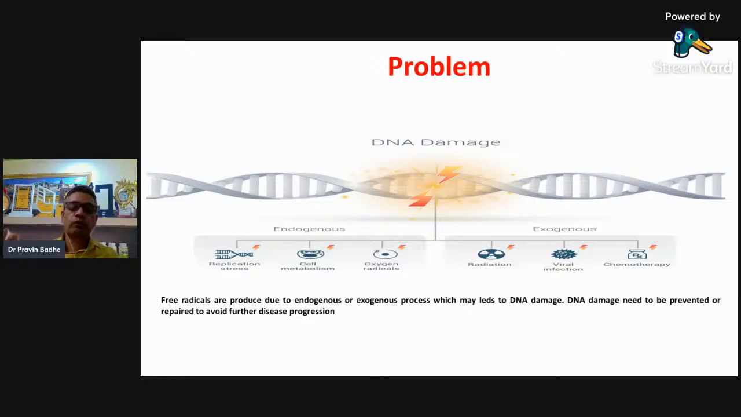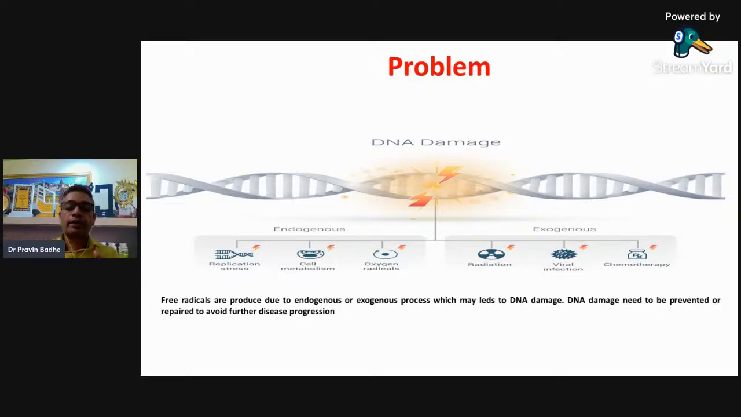So, I was actually working on molecules in a formulation which can protect against DNA damage. DNA damage is occurring in the body. It is happening due to endogenous processes, where the cell, when dividing, creates DNA damage. Then oxygen radicals are creating DNA damage. Replication is also creating DNA damage.